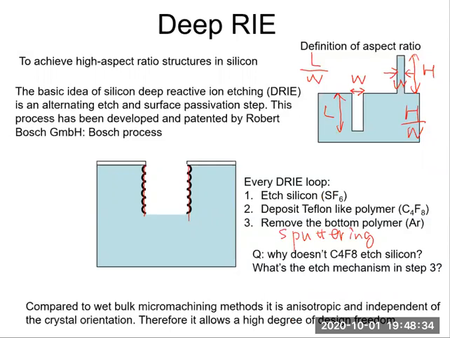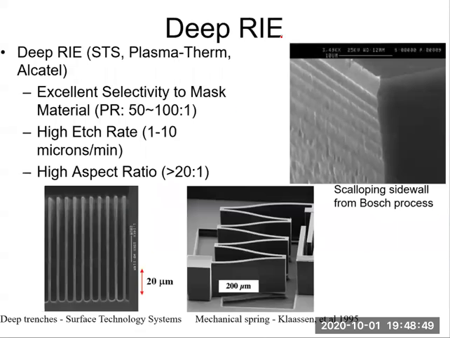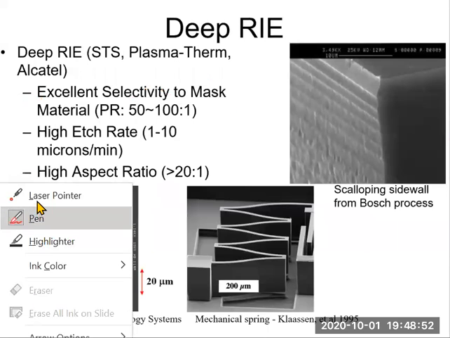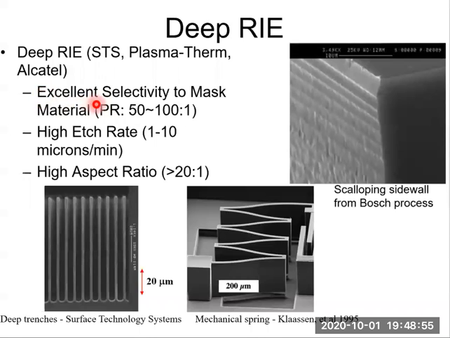But the drawback is that deep RIE is much more expensive. The deep RIE machine costs approximately $500,000, very expensive. Deep RIE has an excellent selectivity to mask material, for example photoresist. The selectivity is 50 to 100 to 1, which means if you etch 50 to 100 microns of silicon, the photoresist is etched by 1 micron.